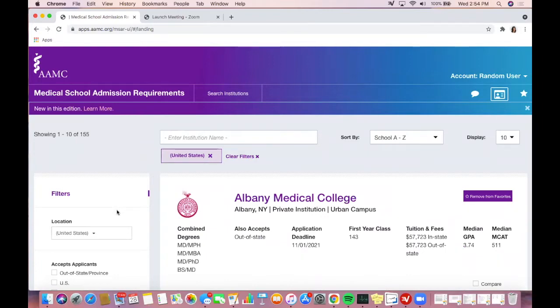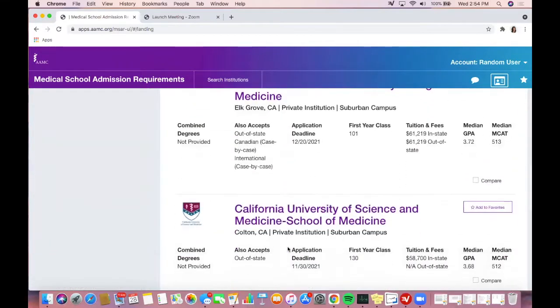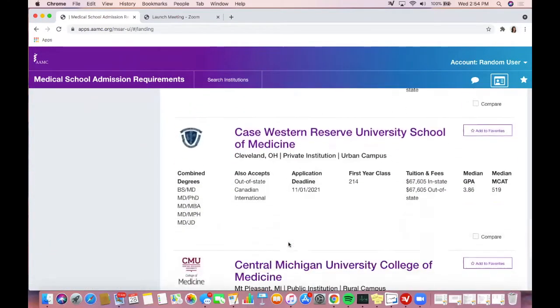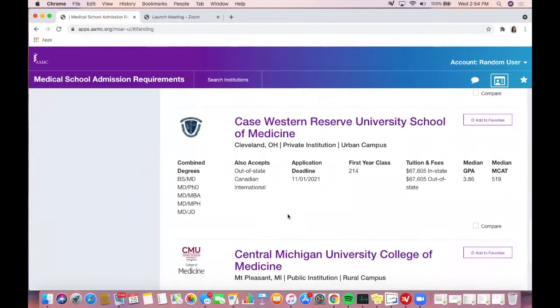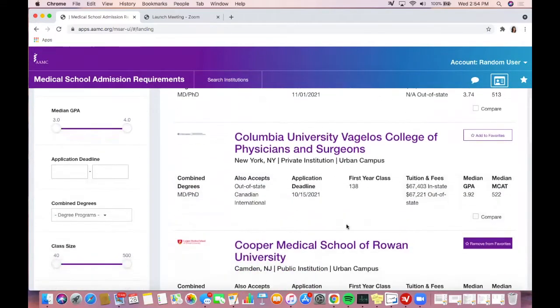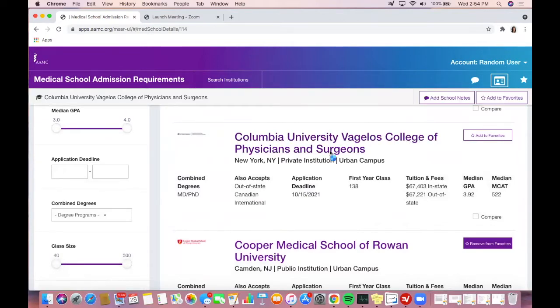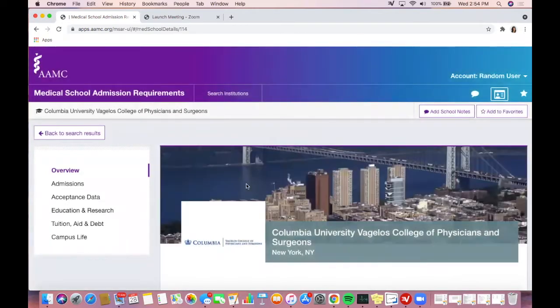Now we are going to go through what data, what information is listed for every single medical school in the country, and how can you use that information to your advantage. Okay, so let's take a look at, I don't know, let's take a look at Columbia. Okay, so we're going to click on Columbia. Okay, and here you can see, please be patient for my computer to load.